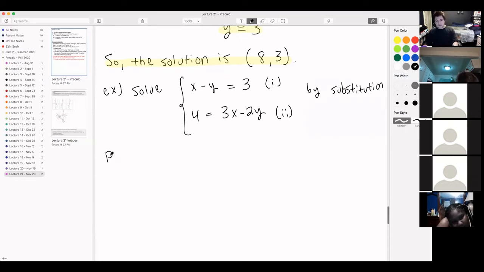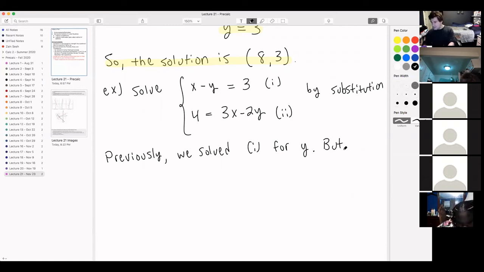Okay, so previously we solved 1 for y. That was the previous example. We took equation 1 and we put it into y equals form. But again, that was also arbitrary. I could have solved that for x. So let me just highlight that. But we also can solve for x.